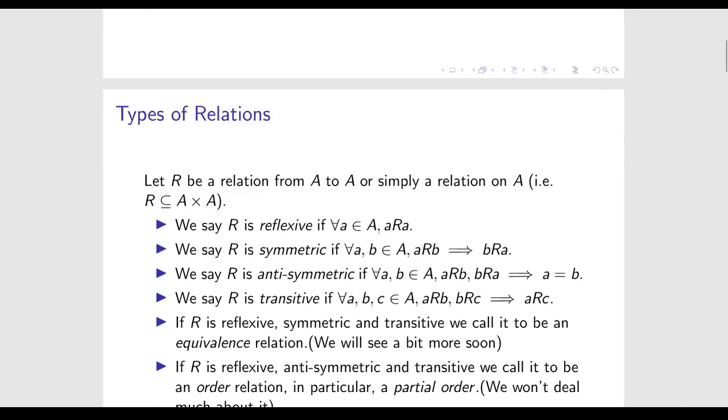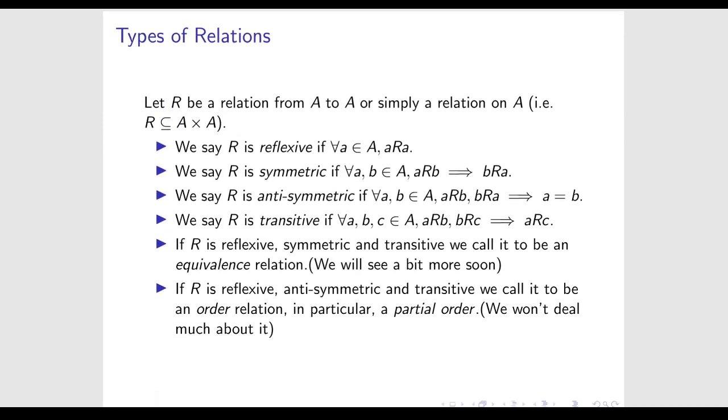Now that we are done with the definitions of things related to relations, let us consider types of relations. We say R is reflexive. Now note that R is a relation from A to A or simply a relation on A. By that we mean R is a subset of A cross A. We say R is reflexive if for all a in A, a is R related to a.